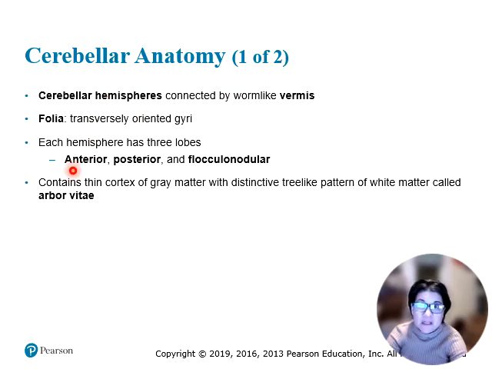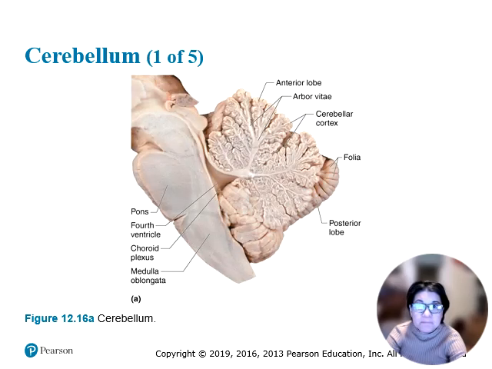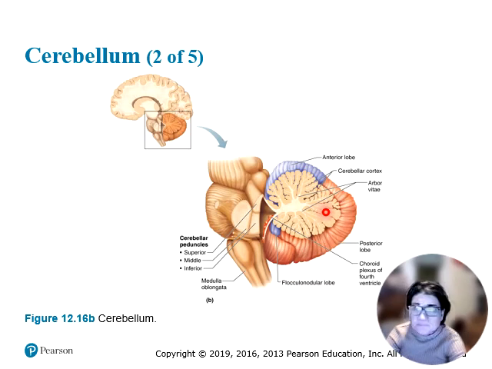Okay, so the cerebellum looks kind of worm-like. It has folia. There's 3 lobes in it, and it also has Purkinje fibers that connect the cortex with the cerebellum. Okay, so it looks different than other brain structures. This is your brainstem. This is your fourth ventricle right in between, and then here's your cerebellum.